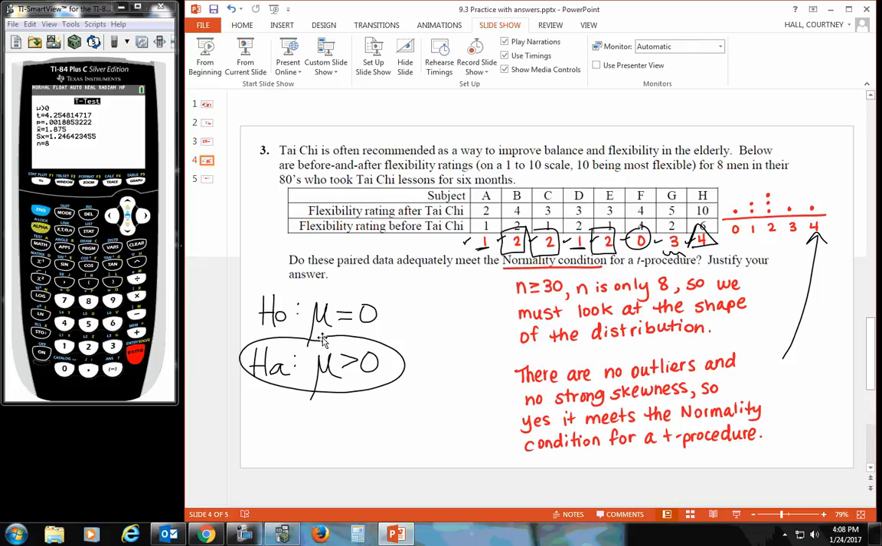Okay. And again, you didn't have to do all that. You won't have to do that on the daily check. You're just going to have to show on the daily check the graphed distribution of their differences, and then say that there's no strong skewness and no outliers.